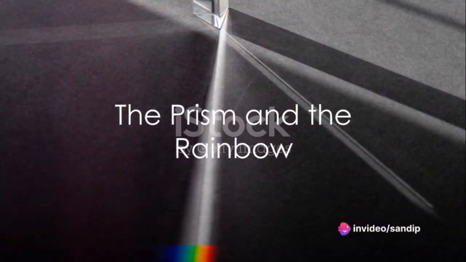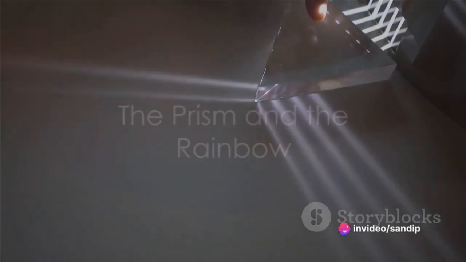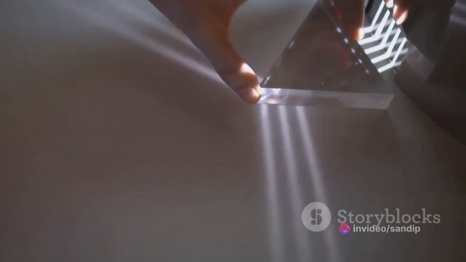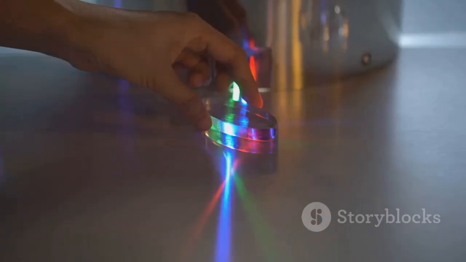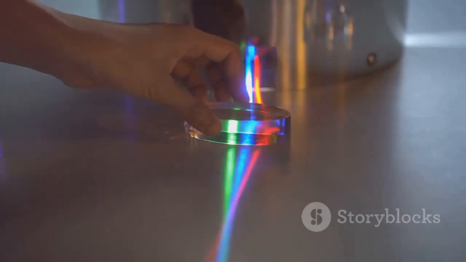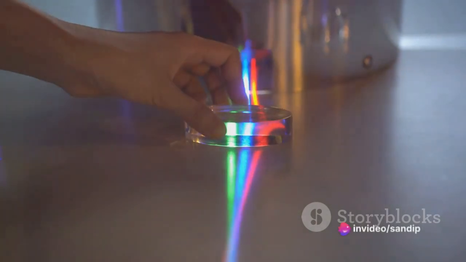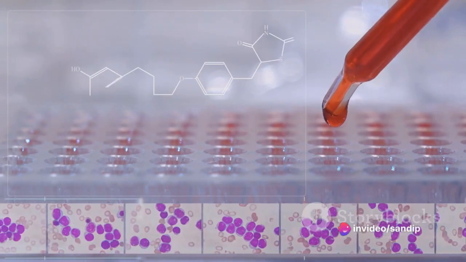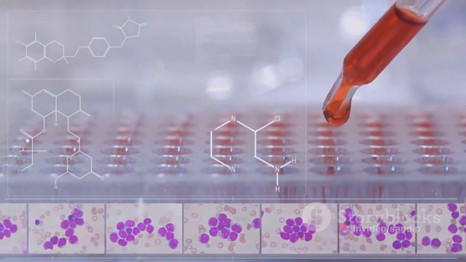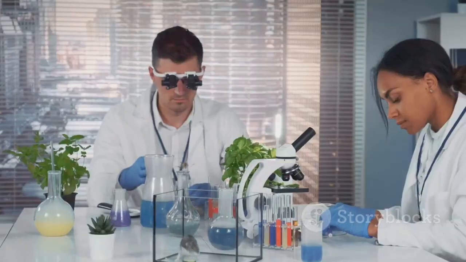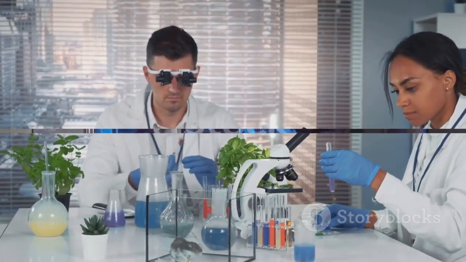Imagine you're holding a prism and you pass a beam of white light through it. What do you see? A beautiful rainbow, right? That's because the prism is separating the light into its various components, each with its own unique color. Now imagine you could do the same thing, but instead of a rainbow, you get a detailed map of a substance's molecular structure. That, in essence, is ultraviolet spectroscopy.